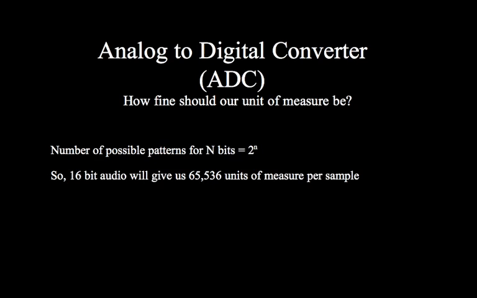So if we're at CD audio, we're getting 16 bits, 44,100 times per second. And that gives us 65,536 ruler notches of changes in amplitude, of how far the air is pushing in or how far it's pulling back.